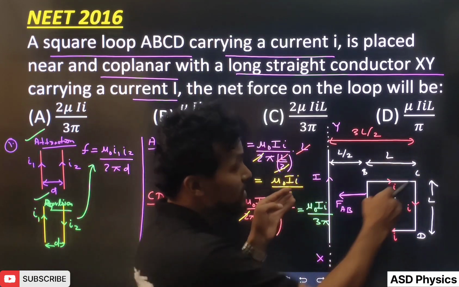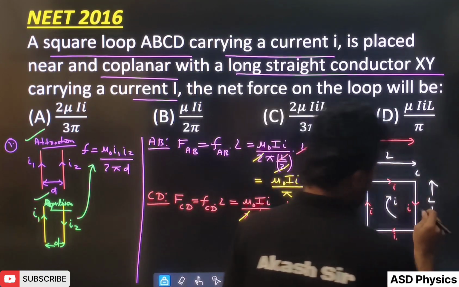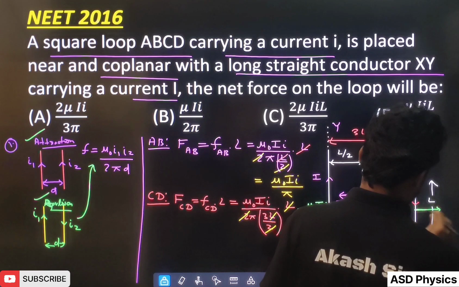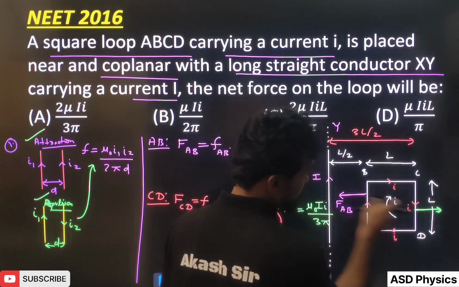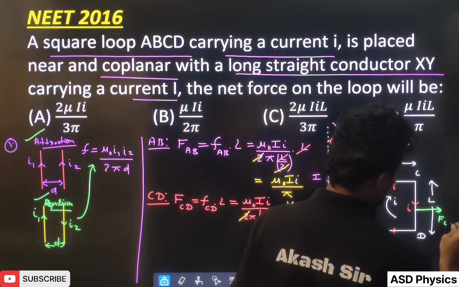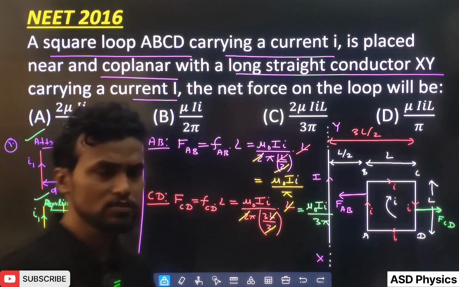And you can see very well, this distance is L by 2, but this distance is 3L by 2. So as this conductor is more distant, the force will be away, but it will be less. Here the arrow length will be more, here the arrow length will be less. So how much is coming here? FCD here. Okay, this one we have got here.